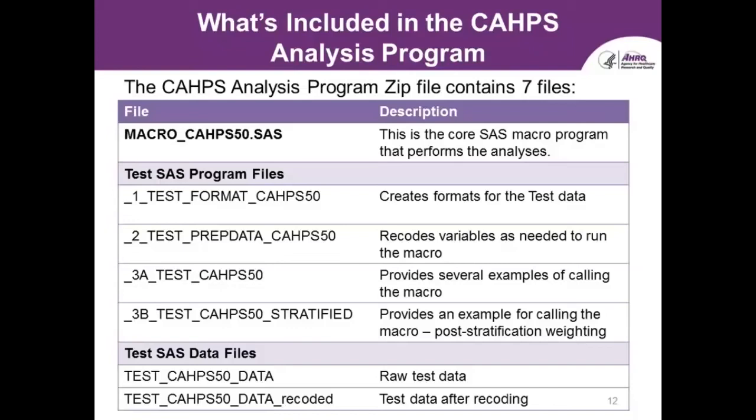And then the test data files: we have the test_CAHPS50 data, and this is the raw test data. This is before any recoding. And we've also included the recoded data. So, for example, if you don't want to always run the prep data program file to recode your variables, you can just go in, use the recoded data, and run some of the practice code to see how it's working and what's going on, or modify the code for your own data set.